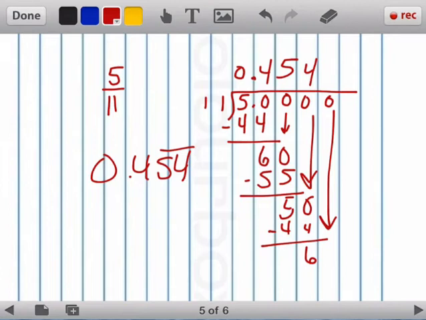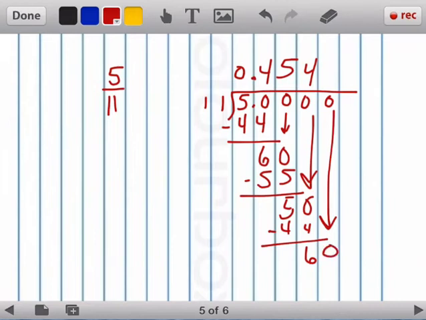Or they do this, and that's wrong, because that is 0.454454, and that's not what's repeating. Get rid of that. Get rid of all of it. We're not done yet. You can't do that until you establish the pattern for sure.